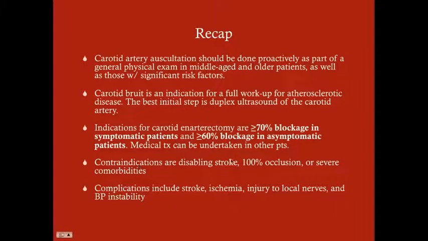So contraindications are disabling stroke, 100% occlusion, or severe comorbidities. And then complications for this particular surgery include stroke, ischemia, injury to local nerves, and blood pressure instability. And with that, that should be it for carotid artery disease.